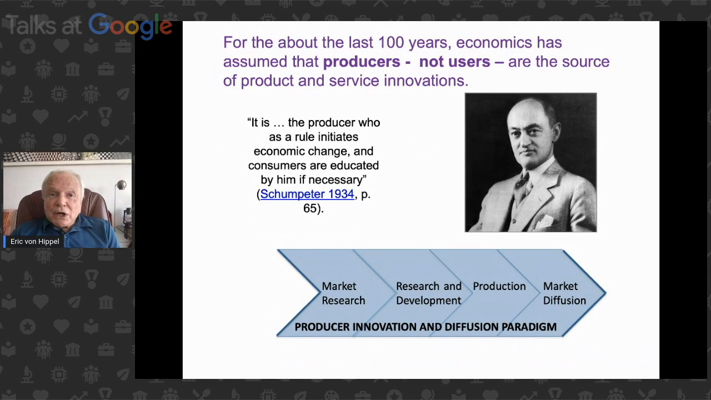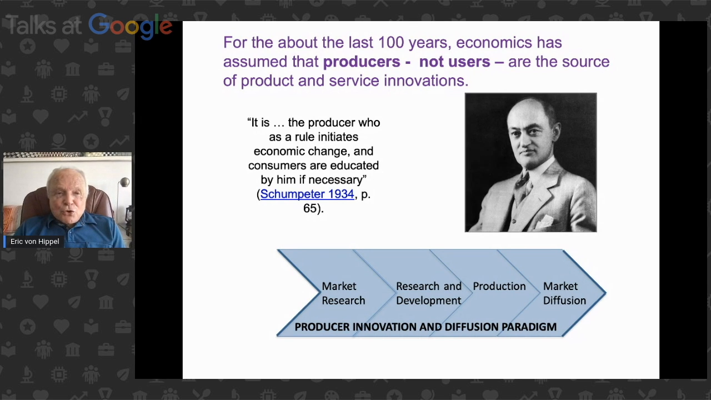For about the last 100 years, economics has assumed that producers and not users are the source of product and service innovations. This is courtesy, at the beginning, of Joseph Schumpeter, whose picture you see there. And his standard kind of remark was, it's the producer who as a rule initiates economic change, and consumers are educated by him if necessary. Producer focus. And what you have there at the bottom is an arrow often drawn for producer innovation. It's entirely commercial, begins with market research, finding needs, R&D to develop a solution, production, market diffusion, all done commercially.